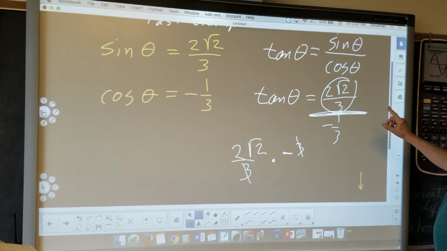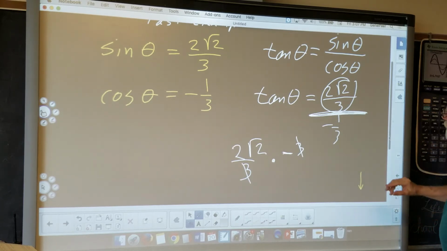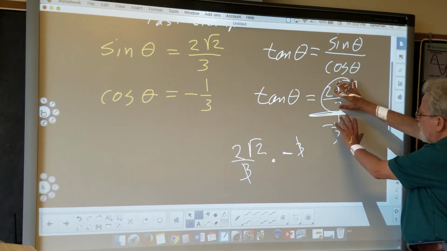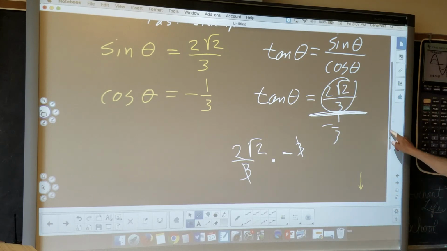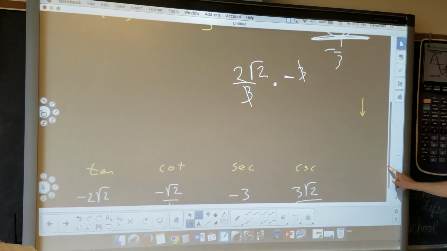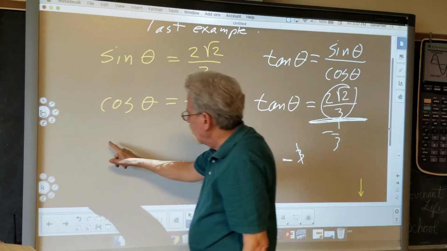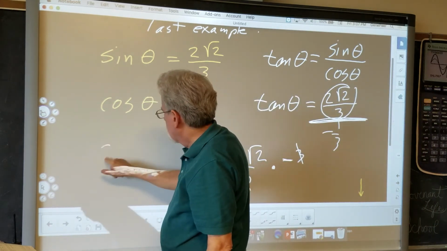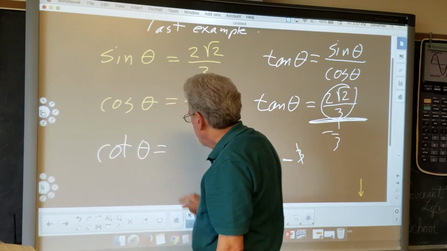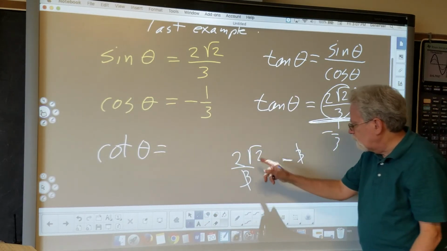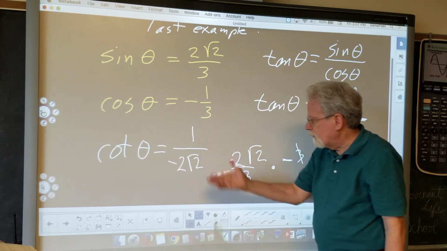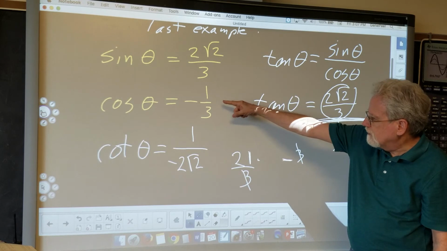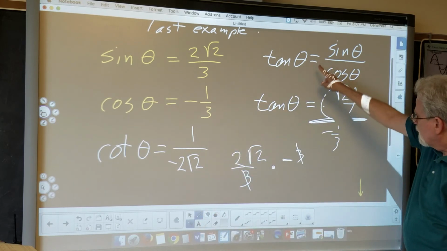For the rest of them, I would suggest, sometimes it's easier if you stick with this and do the reciprocal of that and simplify. In this case though, it might be easier just to take our negative 2 square root of 2 and get the reciprocal of that. So cotangent of theta must be the reciprocal of, what was it? It was negative 2 square root of 2. 1 over negative 2 square root of 2. That's how you find the reciprocal of the tangent.